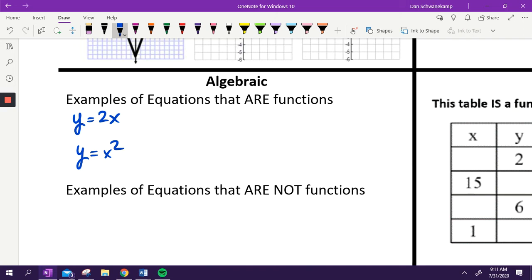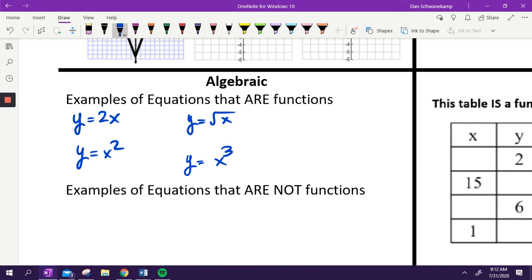Square root graphs. Do you remember what a square root graph looks like? Cut half of a sideways parabola. This is a square root graph. Is that going to pass the vertical line test? Sure. So y equals square root of x. Y equals x cubed. Anybody remember what y equals x cubed looks like? Yeah, it's this guy. We'll do it in a couple days. You've forgotten. That's all right.